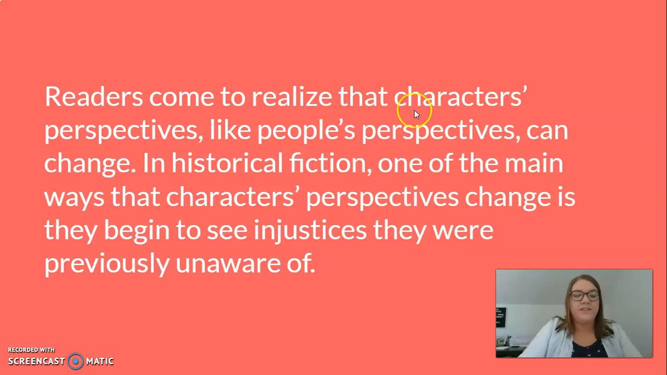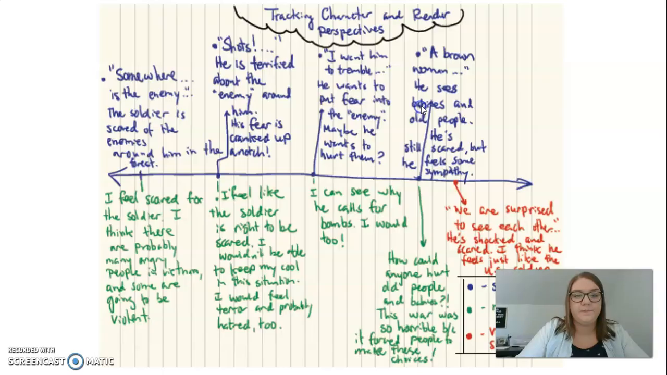What I really want to point out to you is that readers come to realize that characters' perspectives, just like people's perspectives, can change over time. So in historical fiction, one of the main ways that characters' perspectives change is they begin to see these injustices around them that they were previously unaware of. By injustices, we mean things that are not right in their opinion, things that should be different, things that should be fair, and they see these things as being unfair. They didn't realize that they were unfair, but they start to realize it and they want to do something about it.